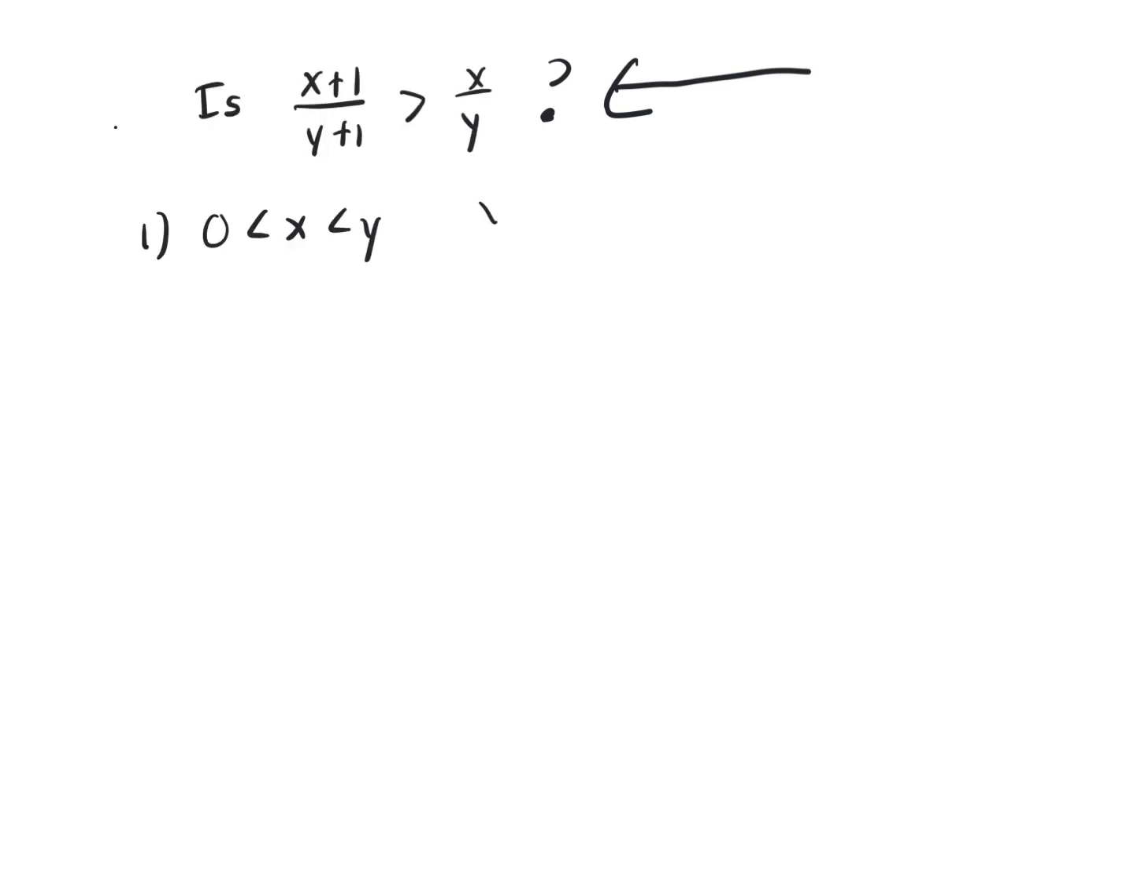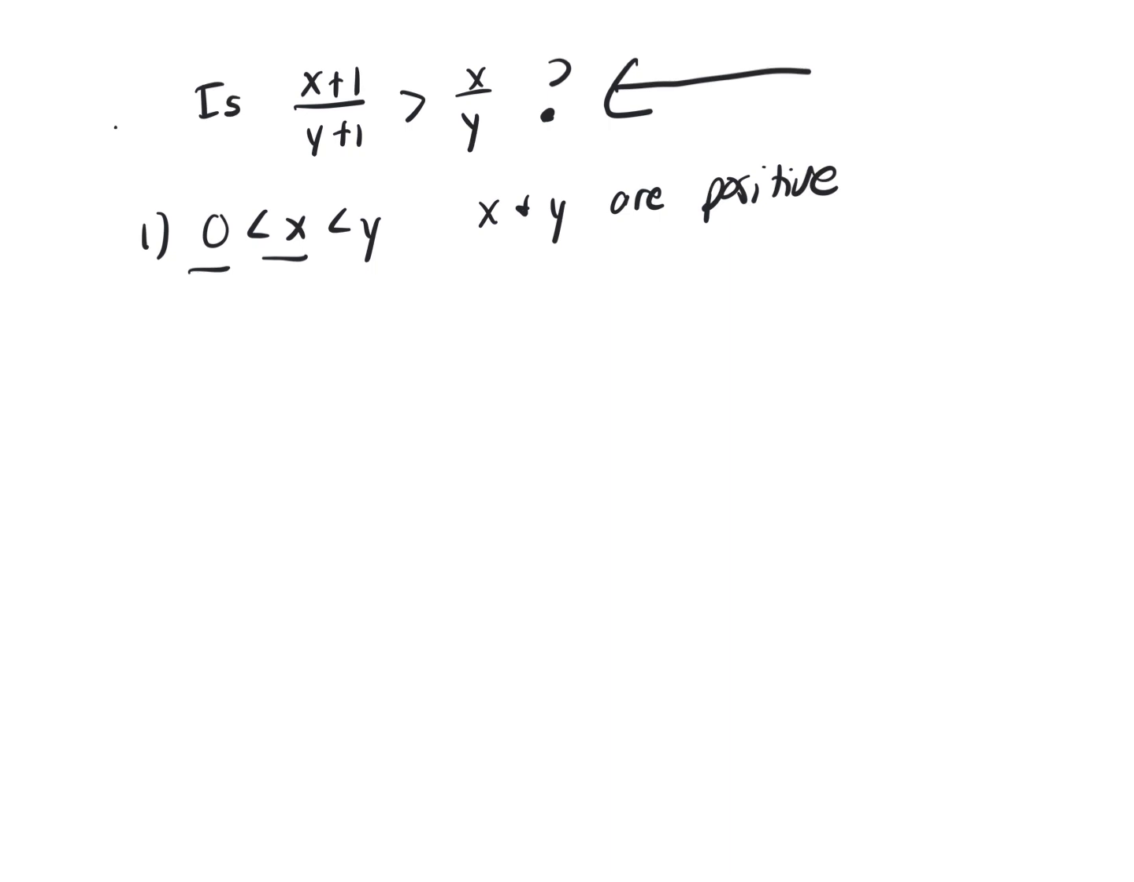Okay, we are trying to find this. Clue 1 tells me that x and y are positive. Because I have a compound inequality, it says 0 is less than x, 0 is less than 1, 0 is less than 2. So that tells me x and y are positive.